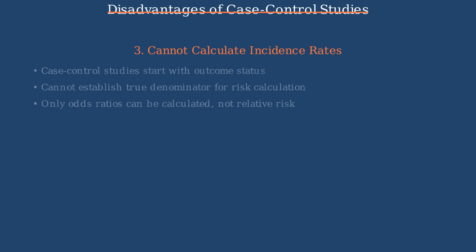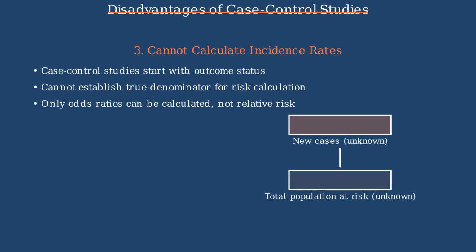Finally, case control studies cannot directly calculate incidence rates because they start by selecting individuals based on their outcome status rather than following a defined population over time. Since researchers don't know the total population at risk, they cannot establish the true denominator needed to calculate incidence. Instead, they must rely on odds ratios rather than relative risk measures.